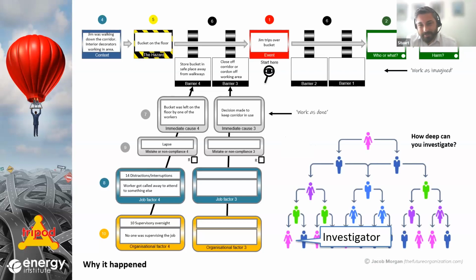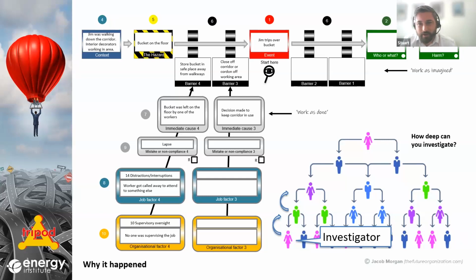So if the investigator is this person down here, and the barrier is to cordon off the working area or close off the corridor, and we think a decision was made to keep the corridor in use, then the investigator at the bottom can probably ask their boss why that decision was made. And the boss can probably ask their boss. So there's a certain level that they can investigate up into the organization.